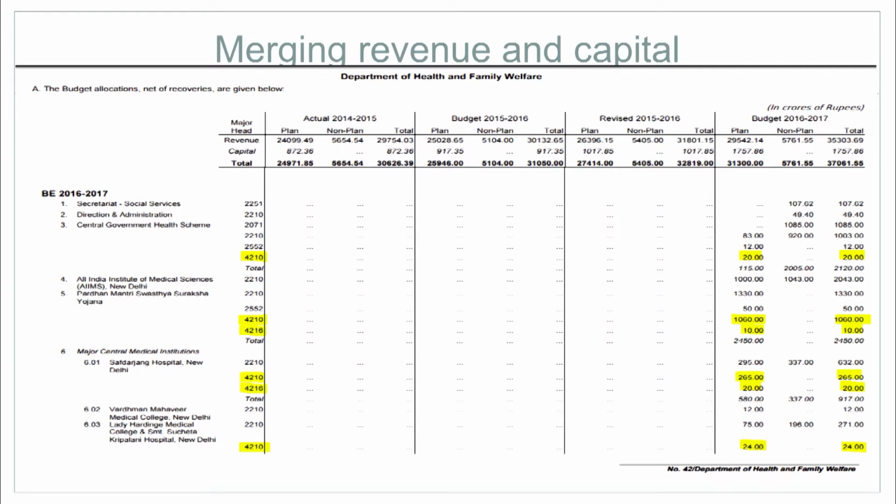The leftmost column specifies various accounting heads. These heads, which begin with 4 or 5, refer to capital heads, whereas heads which begin with 2 or 3 refer to revenue heads. For example, if you look at line item number 5, you will find the Pradhan Mantri Swasthya Suraksha Yojana. Here, you will notice two sub-items with heads 4210 and 4216. Since both these items begin with a 4, they refer to capital expenditure.